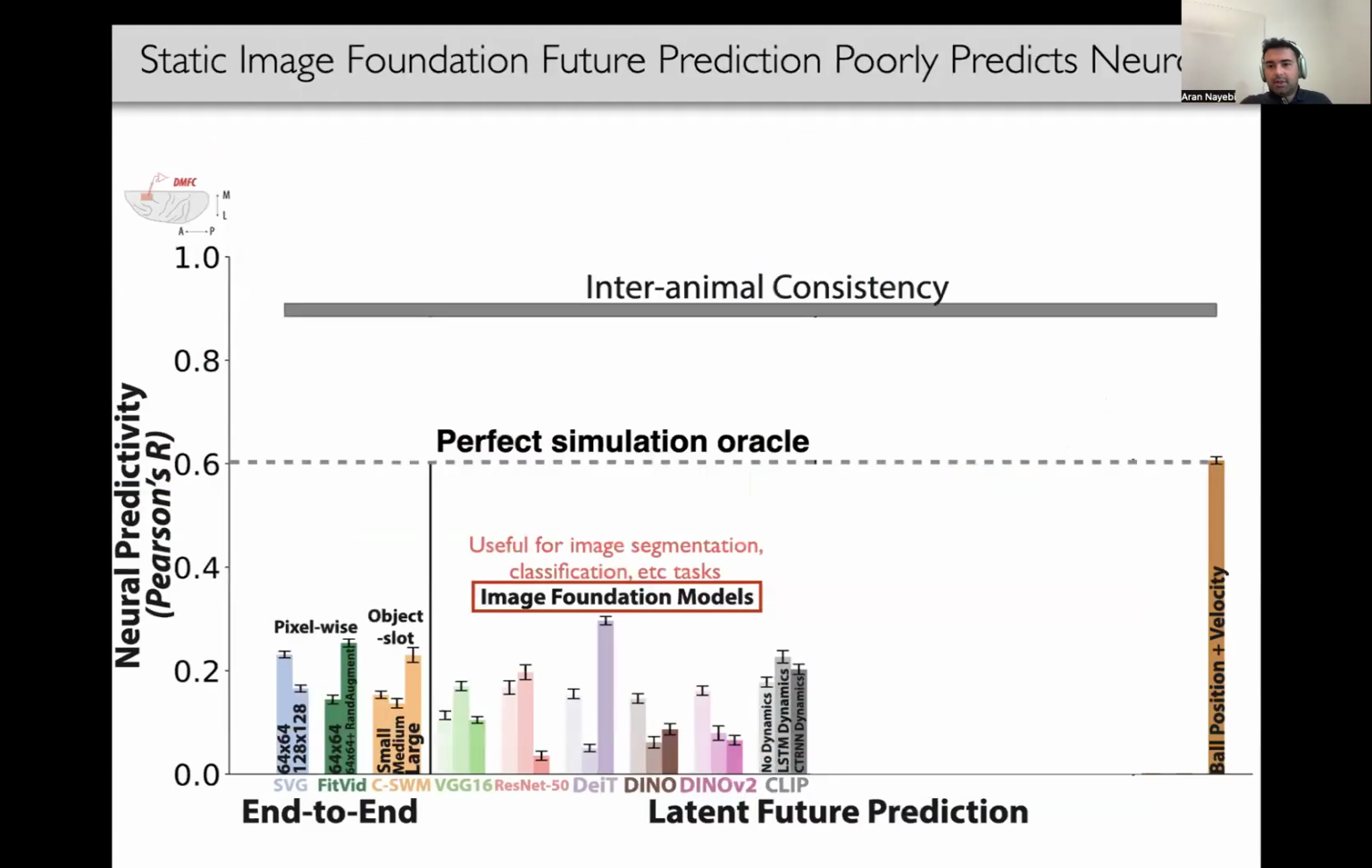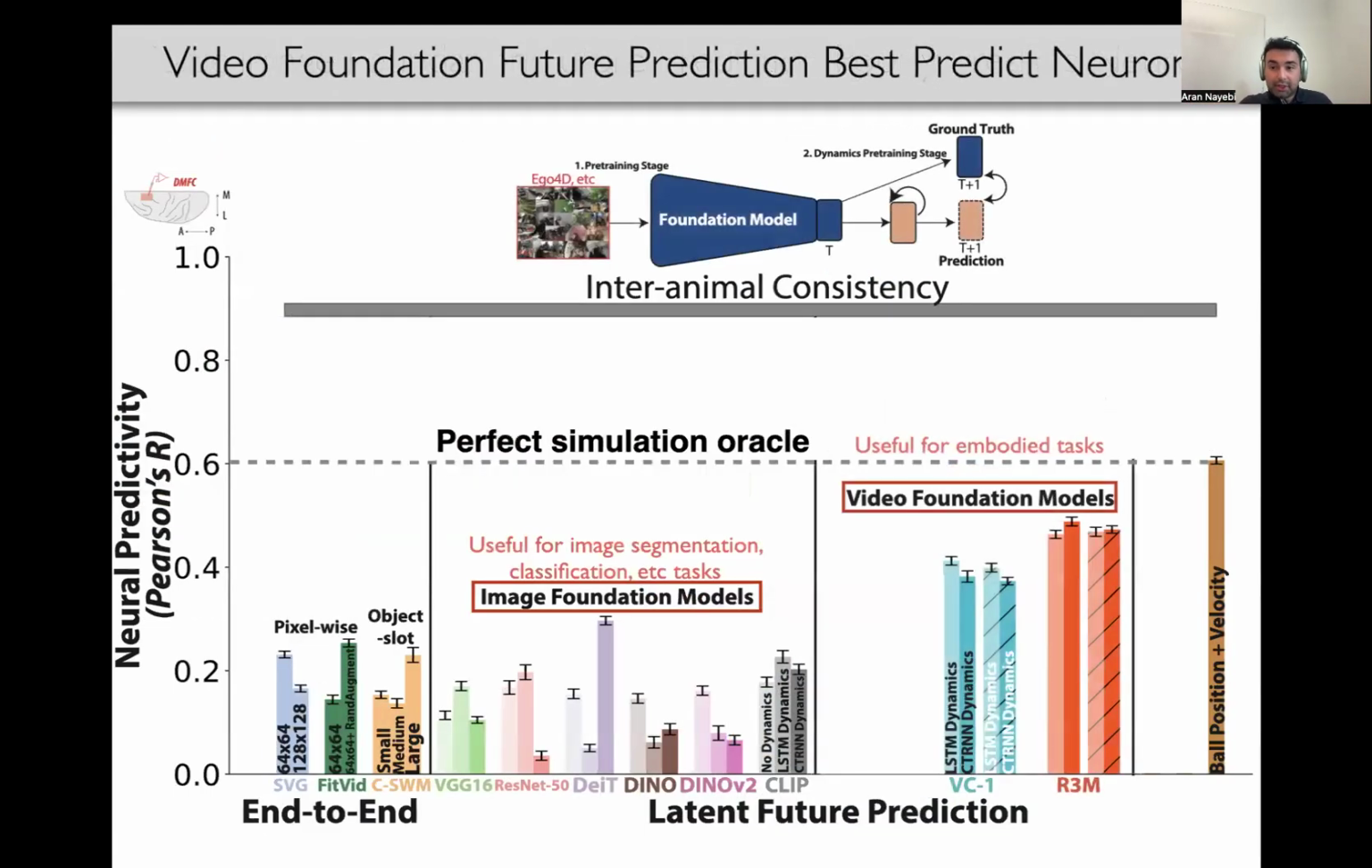And so if we take these video foundation models, which are useful for embodied tasks, and compare them, we see that they best match DMFC, approaching this kind of perfect simulation oracle.